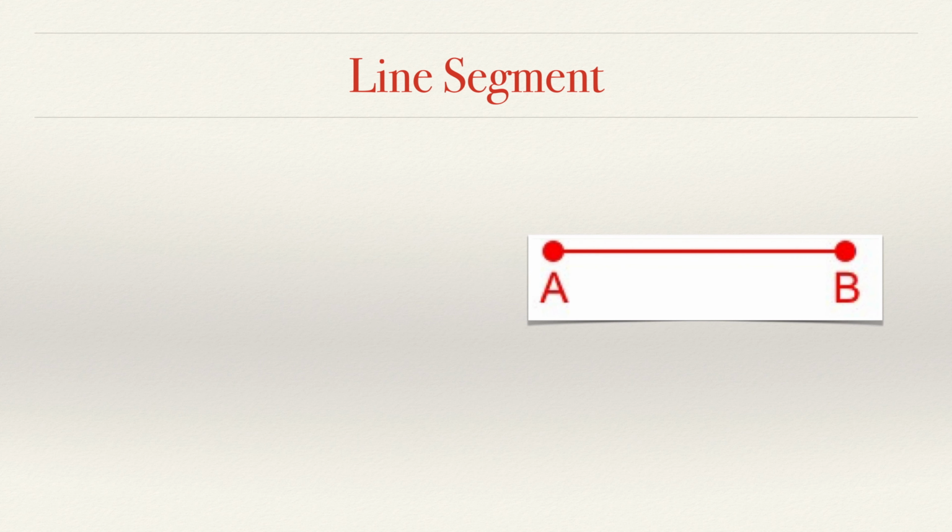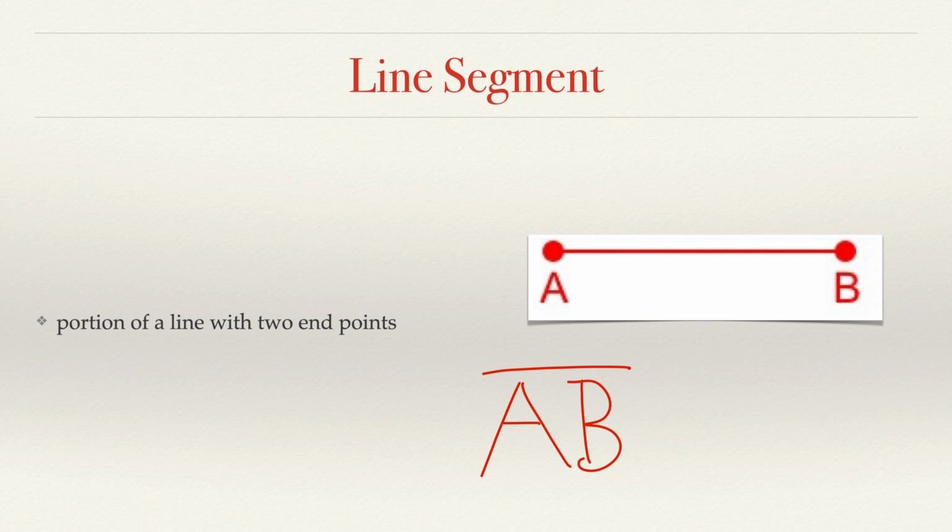Next, a line segment is a portion of a line with two endpoints. So from A to B. We have to name it off of the endpoints, even if there was a point in the middle. So we would name this AB, or we would name it BA, but we would use this symbol either way.